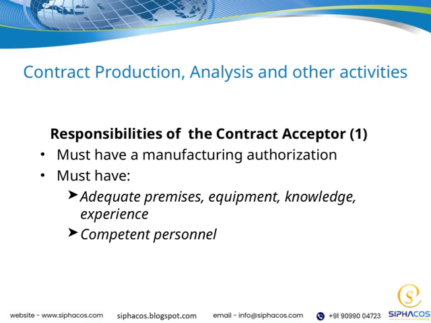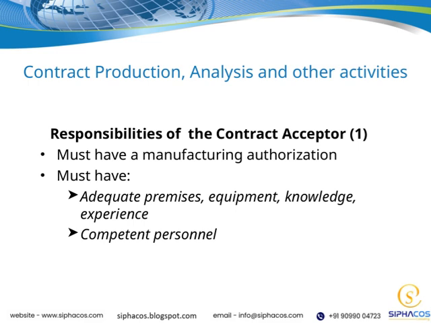Equally important are the competent personnel. Having skilled and trained staff is crucial because they're the ones executing the manufacturing, analysis, and other activities. Their competence directly impacts the quality and safety of the products. Finally, the contract acceptor is responsible for conducting contract production, analysis, and other related activities. This encompasses all the operations necessary to produce and test the products, ensuring they meet the required standards. All these points tie back to the overall theme of ensuring quality, compliance, and accountability in pharmaceutical manufacturing.